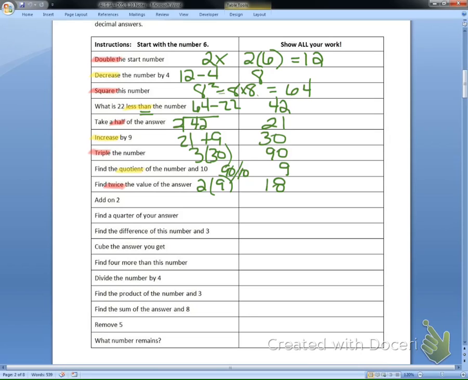If you've made a mistake anywhere up until this point, go ahead and push pause and fix the rest of your problems all the way down. Push play when you're ready to continue. In the next line it says add on 2. Obviously the key word there is add. So we take 18 plus 2 is 20.